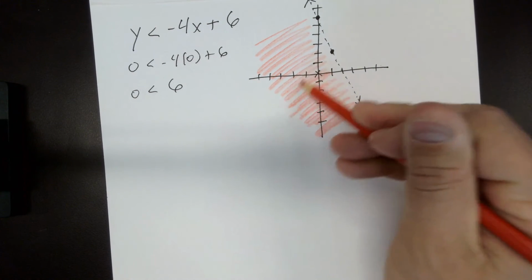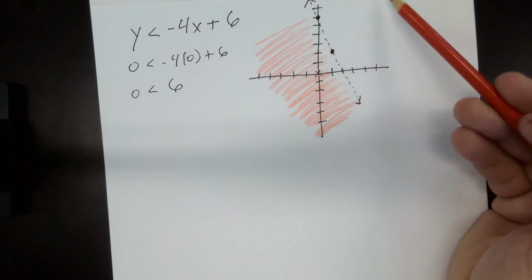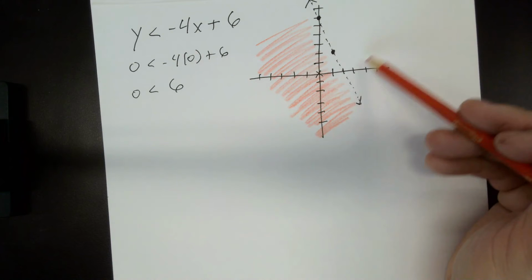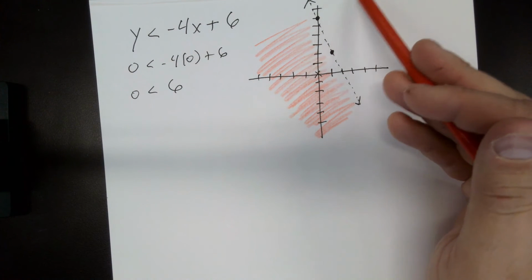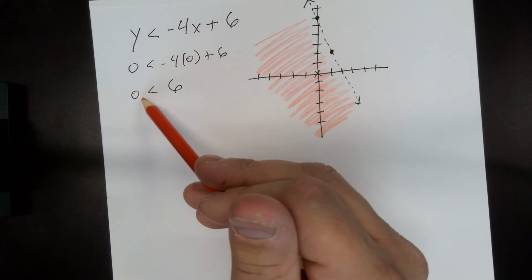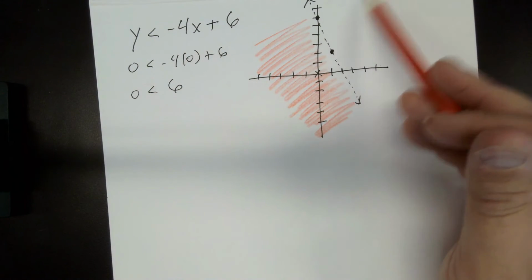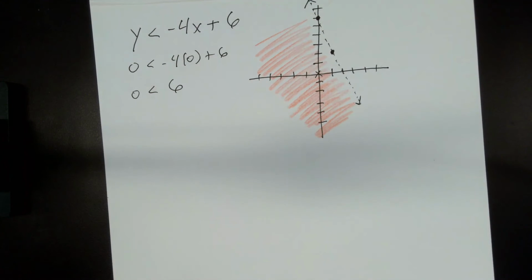Wait, what happens when it's not true? You shade the side of the line where 0, 0 is not. So if this thing was not true, you would shade up here. So if this sign happened to be flipped, where 0 is greater than 6, which is not true, you would shade the side of the line where 0, 0 is not. Okay?